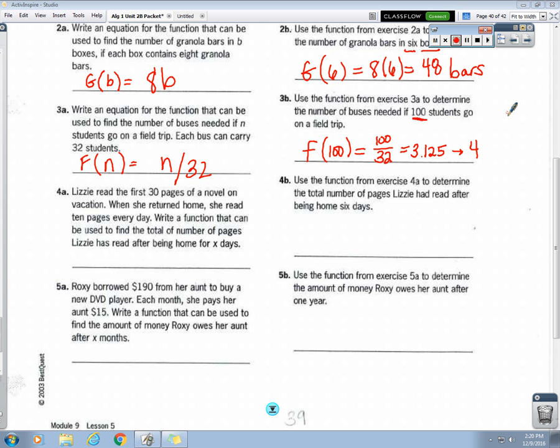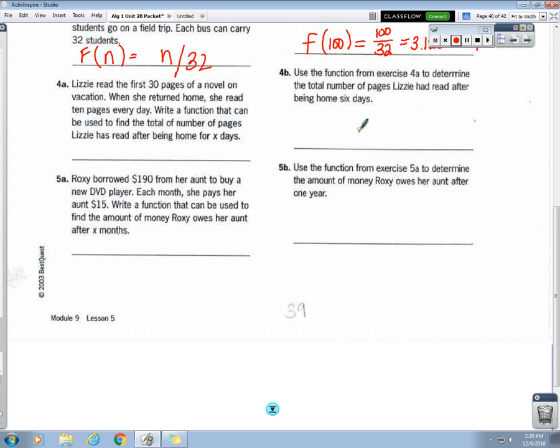Now, 4A. Lizzie read the first 30 pages of a novel on vacation. When she returned home, she read 10 pages every day. Write a function that can be used to find the total number of pages Lizzie has read after being home for X days. So what's the variable they're telling you to use? X. So X has to go over here, and that means X will be somewhere over here, correct? What letter do y'all want to use here? P for pages? F for what? But I want you to understand that when you see something other than f of x on the test, don't freak out. It's the same thing.